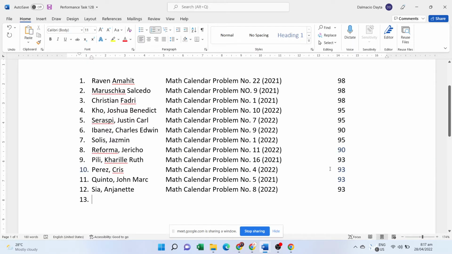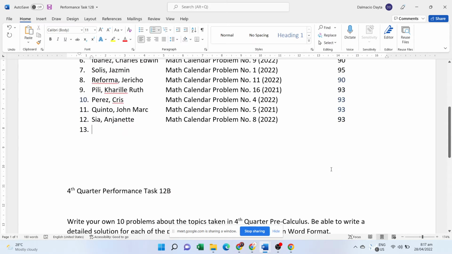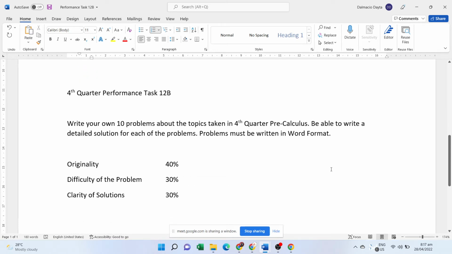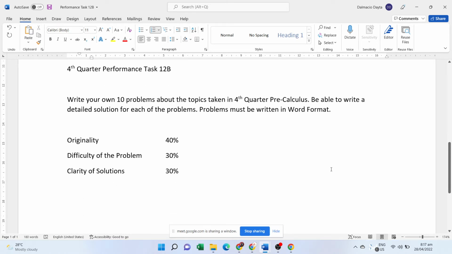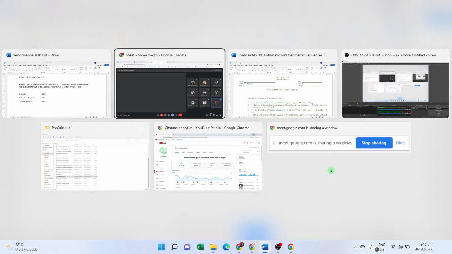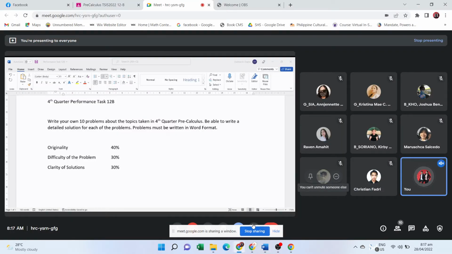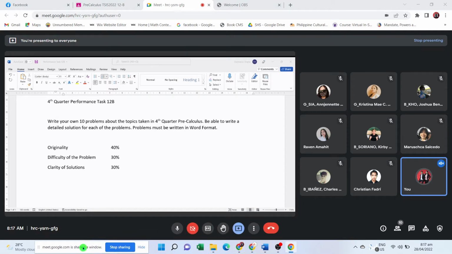And nabanggit ko yung performance task. Let us reiterate your fourth quarter performance task. In here, you're going to write your own 10 problems. By the way, can I ask some of you to send a picture and discuss the answer to our exercise today? Who has an answer to number 2, part 1?